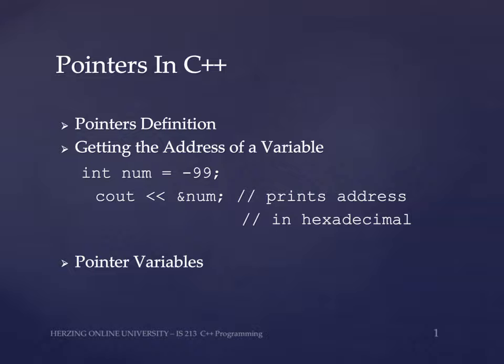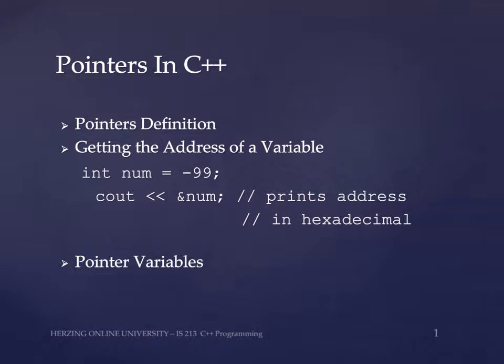So we use the address operator ampersand to get the address of a variable. As you see in this example on the slide, int num equals minus 99, cout the address of num, this will print the address in hexadecimal. So the address of the num variable will produce output in hexadecimal value.